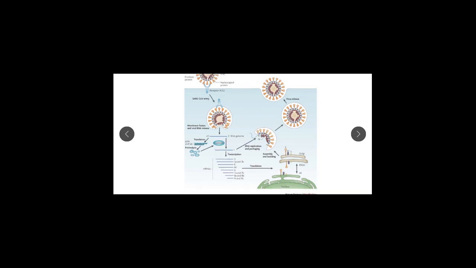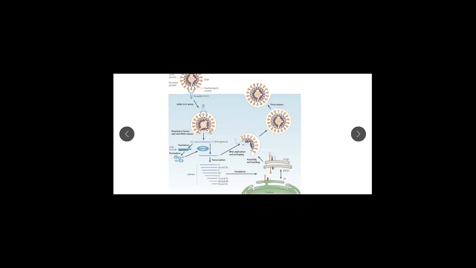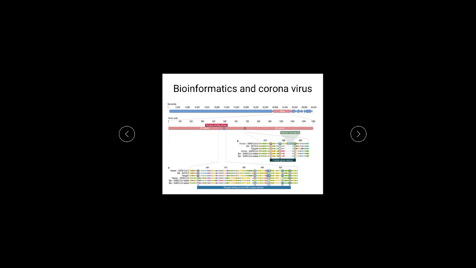After this, transcription of the genes occurs, and further translation occurs, as we know from the central dogma of life. After the translation, the proteins known as spike protein, envelope protein, and membrane protein are transported to the Golgi, and after assembly and packaging, the virus gets released from the cell, as we show here.